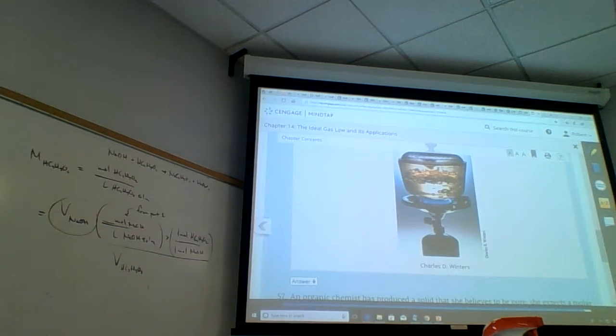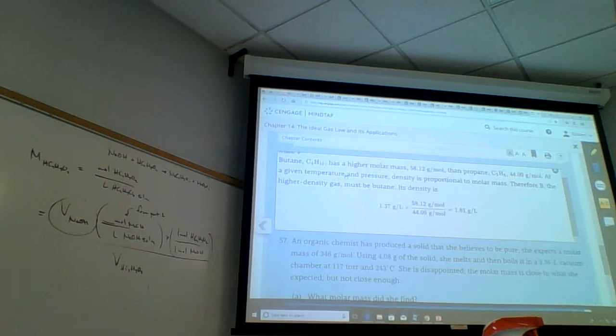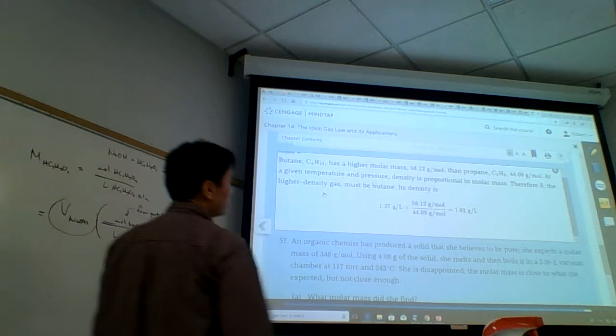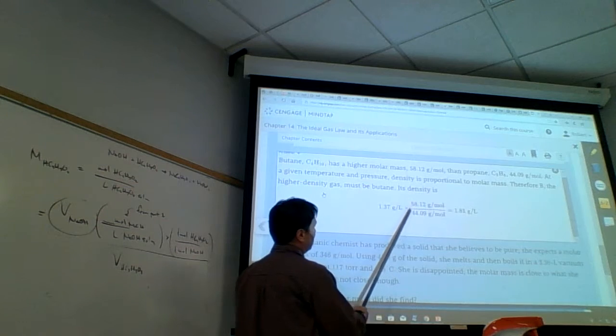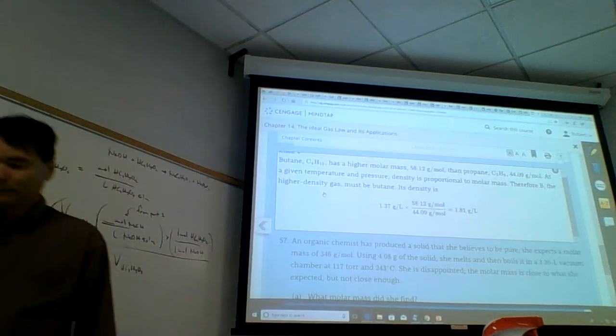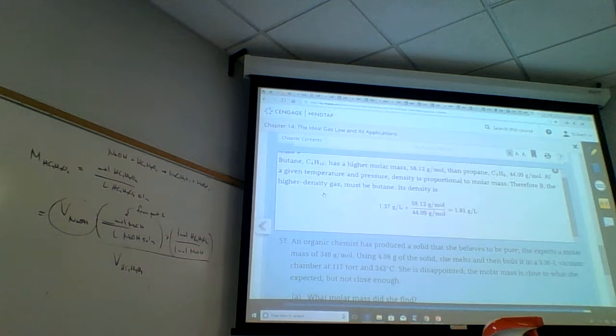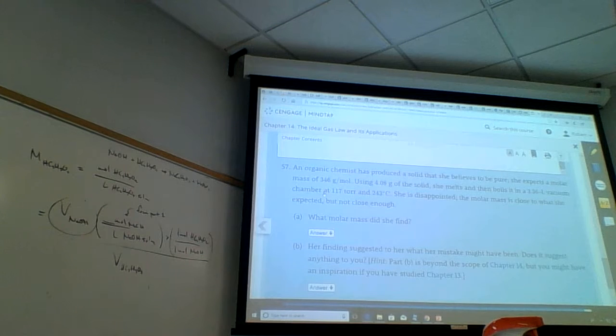Both butane and propane are used for cooking. And so they say butane, C4H10, has a higher molar mass, 58, versus propane, which is 44. Actually, they calculate the difference in density you'd expect by looking at the proportion of masses here. They didn't ask to calculate it, they just asked which one is which.